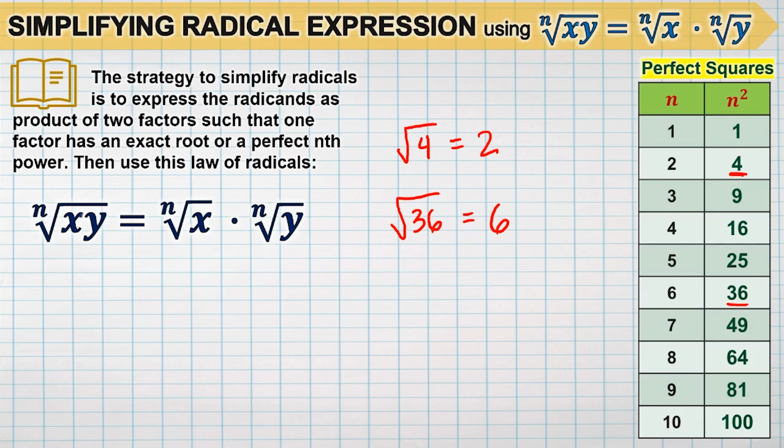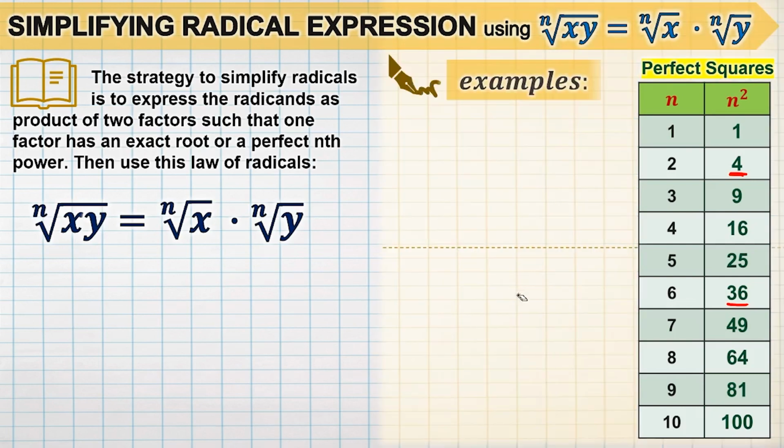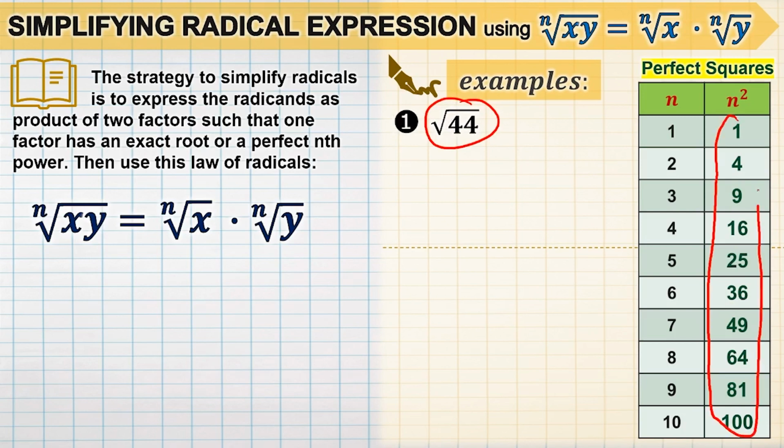Now, these are examples wherein our given radicands are perfect squares. But what if we have a case wherein ang given natin na radicand o yung number dun sa loob ng ating square root ay hindi perfect square? For example, this one, square root of 44. Now, kung titignan mo tong list ng ating mga perfect square numbers, ayan, wala naman dyan si 44. Diyan ngayon papasok yung lesson natin, which is simplifying radical expressions. Let's try to simplify square root of 44.